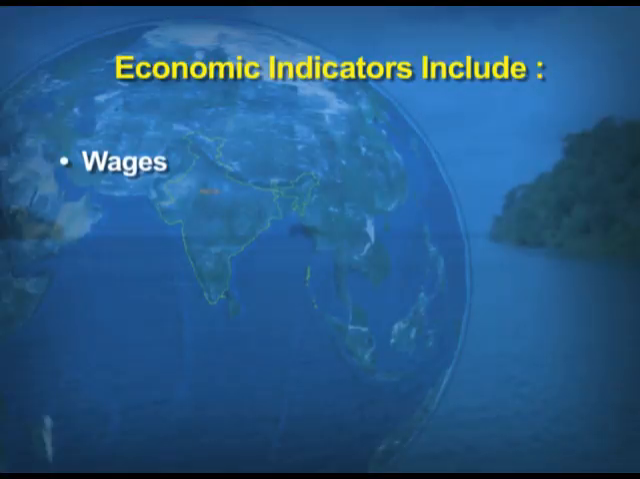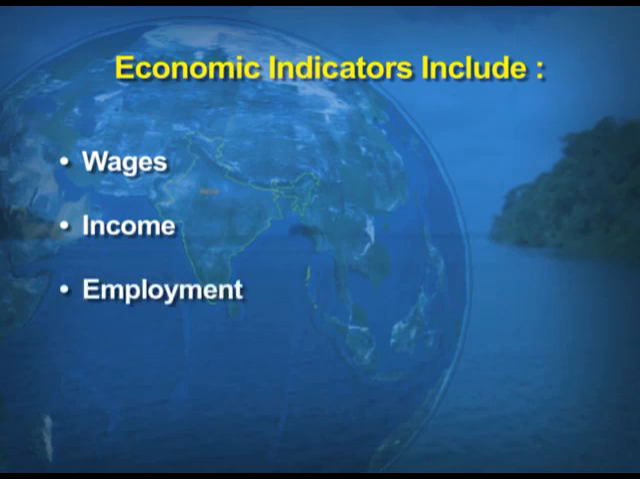And lastly, we will take up the economic indicators, which include the wages, the income of the people, and the employment of the people. So, if you look at all these three indicators, which are the economic indicators, they are all interrelated, because employment will lead to income, and income, or we talk about wages, the people who are employed on daily wages or on a daily basis. So, that means they do not have income, they have wages.